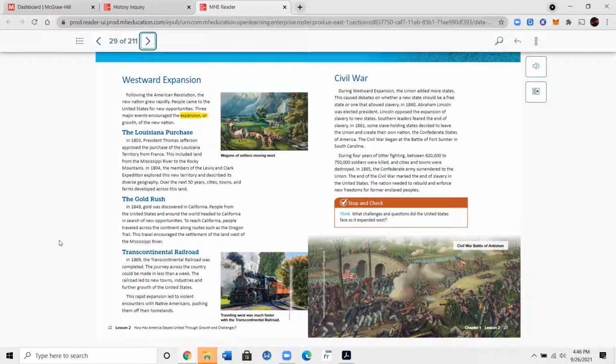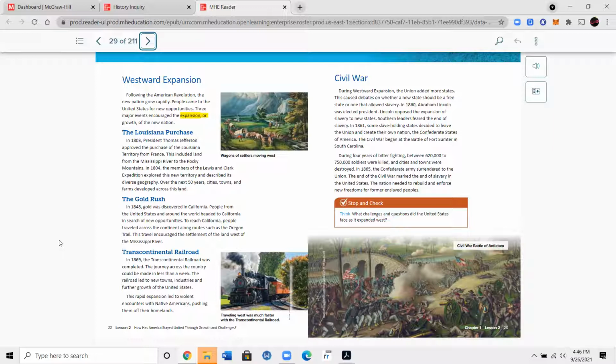In 1861, some slaveholding states decided to leave the Union and create their own nation, the Confederate States of America. The Civil War began at the Battle of Fort Sumter in South Carolina. During 4 years of bitter fighting, between 620,000 to 750,000 soldiers were killed, and cities and towns were destroyed.